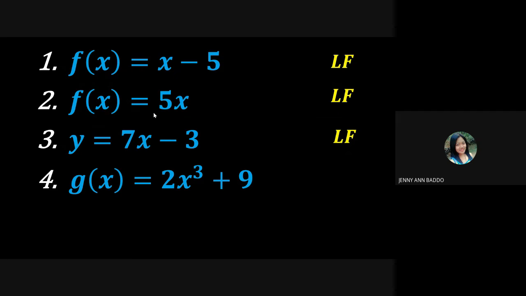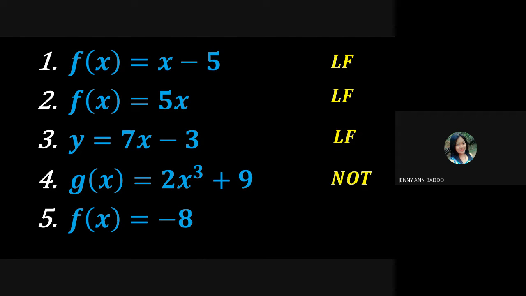Another example, g of x equals 2x cubed plus 9. In here, note that for g of x, we can use this letter to represent the given function. But what makes it not a linear function is the exponent of x, which is 3.